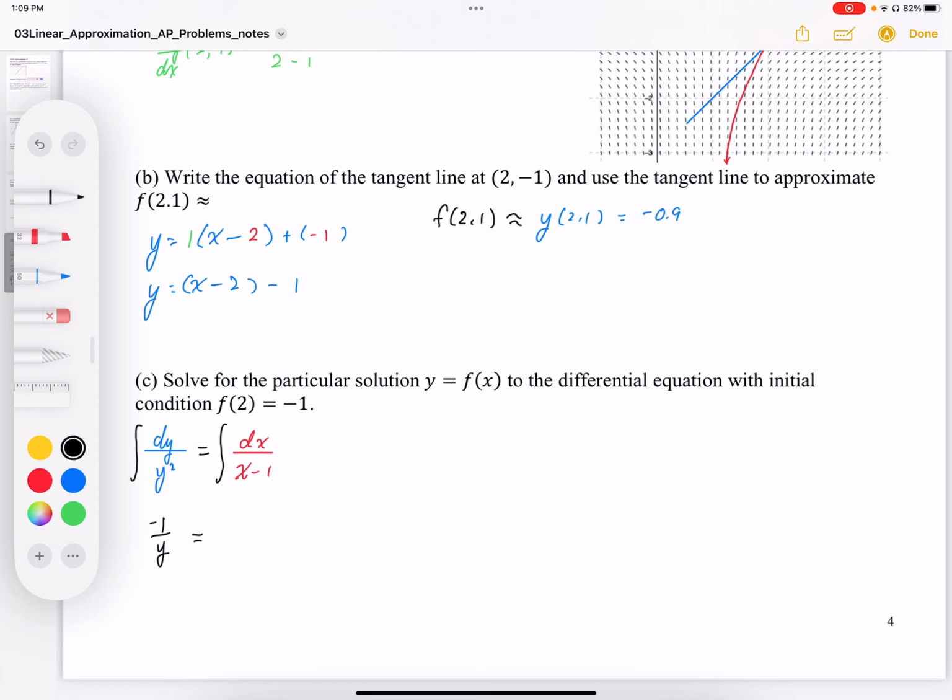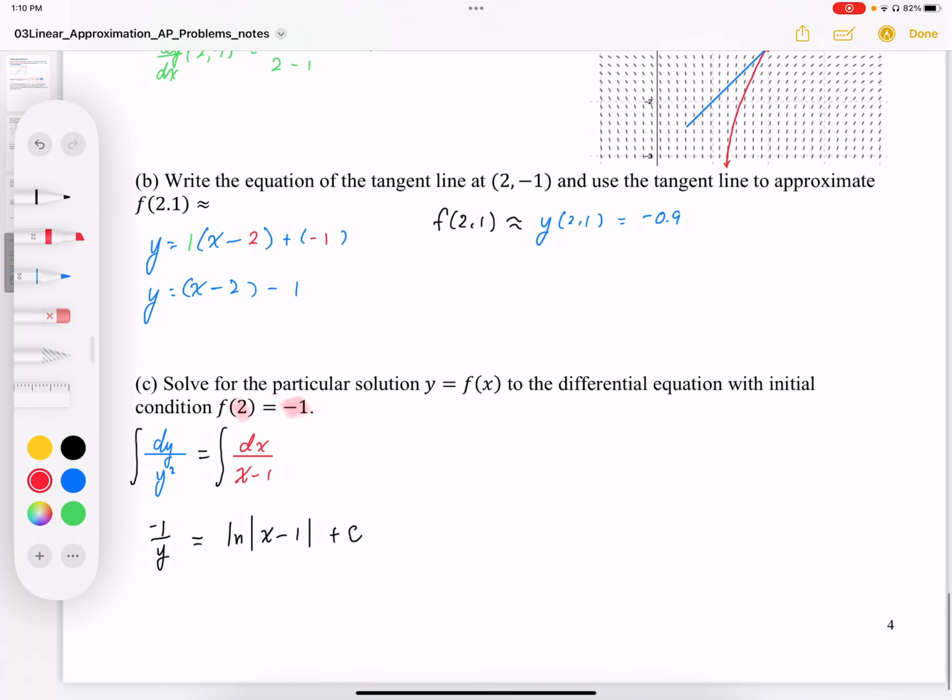On the right-hand side, it is the special one where we have power 1 in the denominator. That is not a power rule. We're going to use log to anti-differentiate that. So we get log of x minus 1, and then don't forget the plus c. So at this point, I'm just going to plug in my x and y values and solve for c.